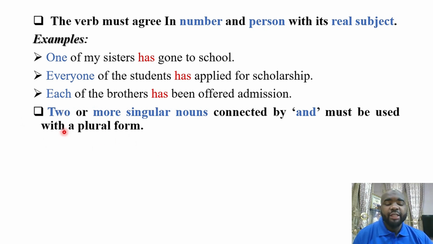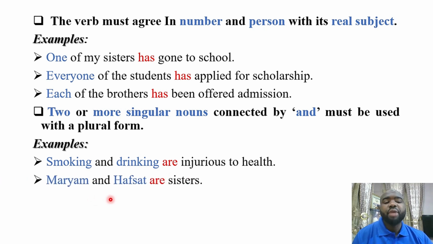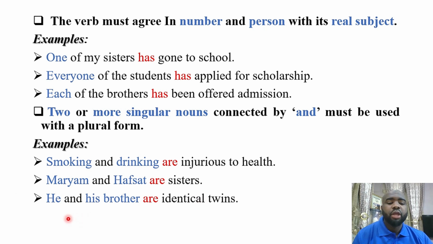So now, another example is two or more singular nouns connected by and must be used with a what? Plural form. Two or more singular nouns connected by and must be used with plural form. For instance, smoking and drinking are injurious to health. See? They refer to different things. So we will use the plural form of the verb. Mariam and Hafsat are sisters. He and his brother are identical twins. You and I are best friends.